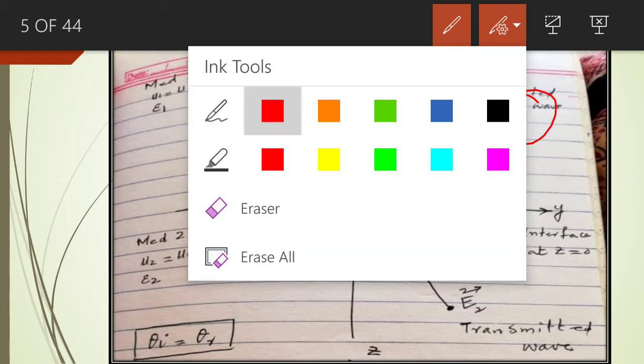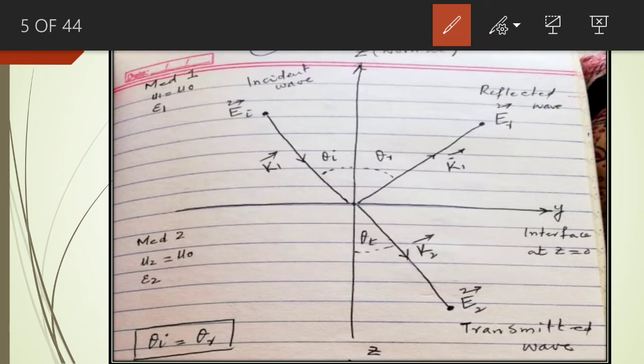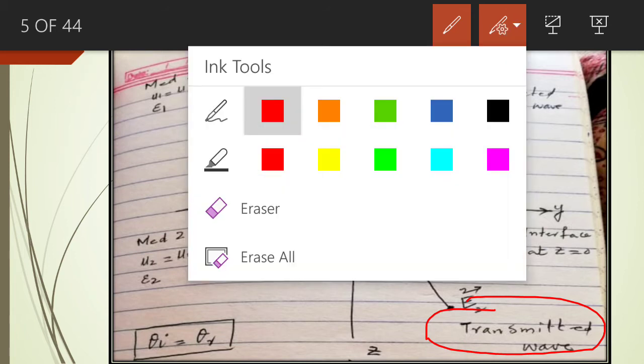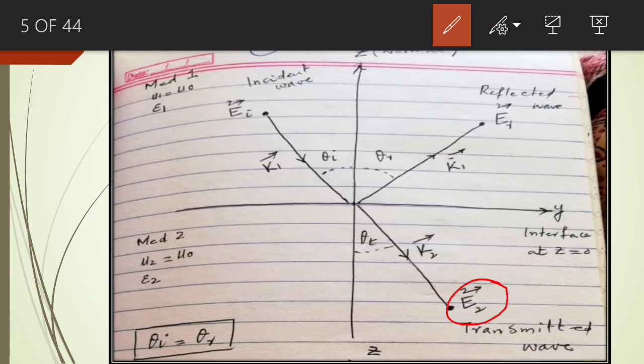The remaining energy of the incident wave will be transmitted to the second medium, and this wave is known as transmitted wave. So the electric field intensity of the transmitted wave in this particular case is represented by E2. The propagation constant of the transmitted wave is represented by K2, and theta t is the angle of transmission.